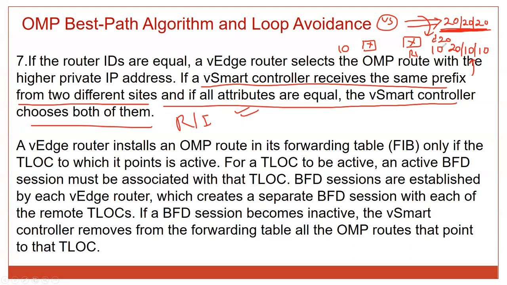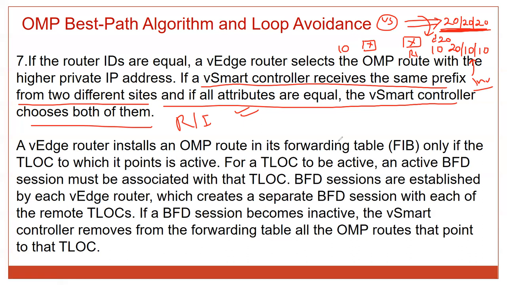Only 10 will get invalid, because 10 has been self-generated, so it will become invalid. Exactly, that was my understanding. So whatever route is self-generated, they will deny that route, right? Because it is already available in their routing table.